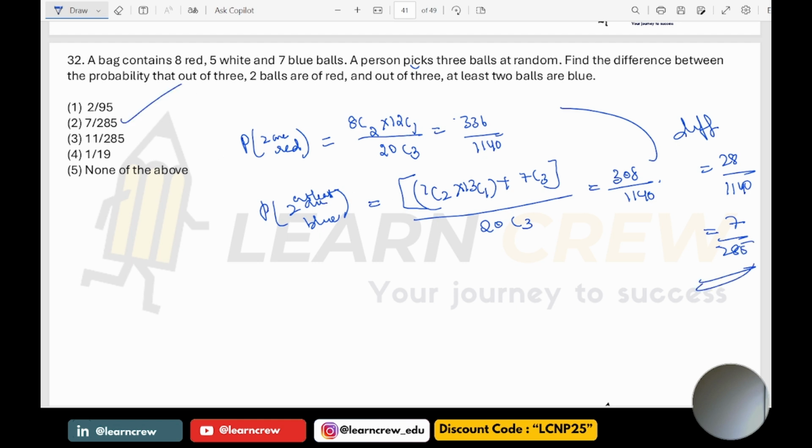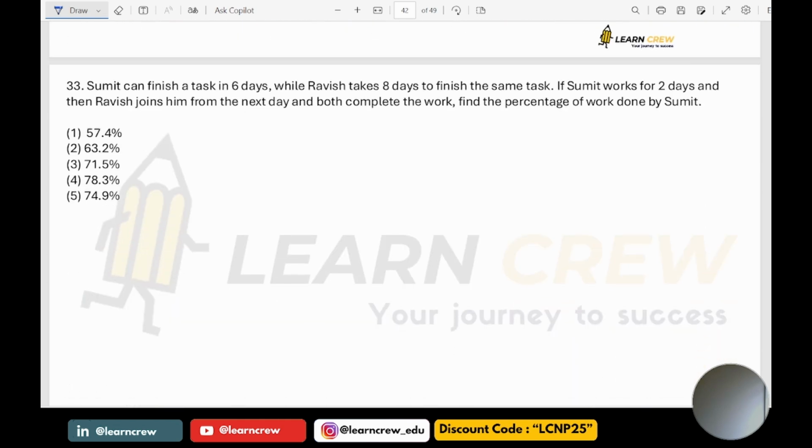7 by 285. Next, Sumit can finish a task in 6 days, while Ravish takes 8 days to finish the same task. If Sumit works for 2 days and Ravish joins him from the next day, both complete the work. Find the percentage of work done by Sumit. So the total work is 24 units. Per day he can do 4, and Ravish can do 3.